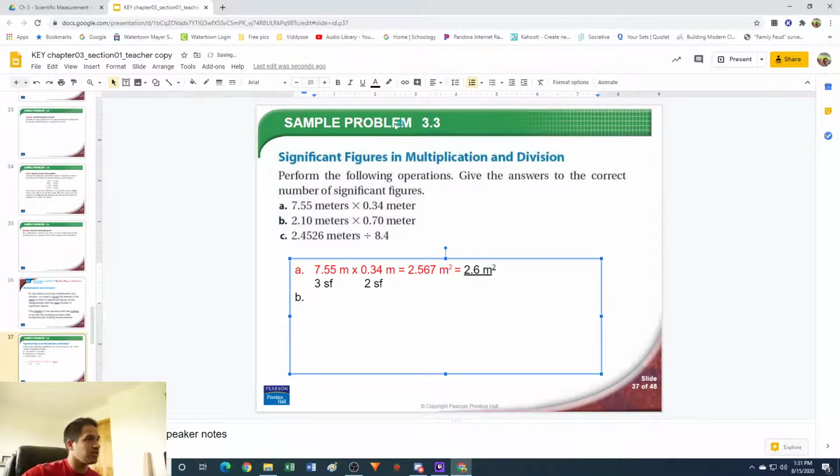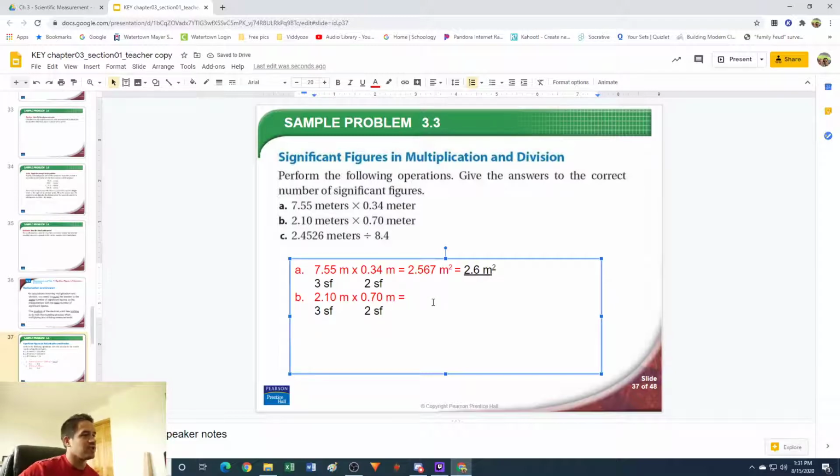All right, let's take a look at letter B. So we have 2.10 meters times 0.70 meters. This one is basically just like letter A, where we have our first measurement with 3 sig figs and our second measurement with 2 sig figs.